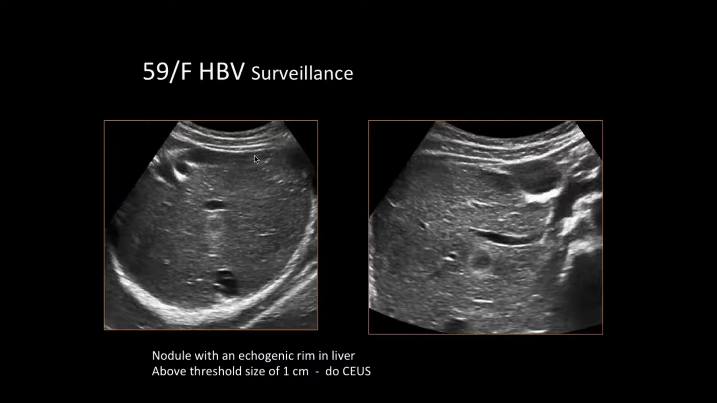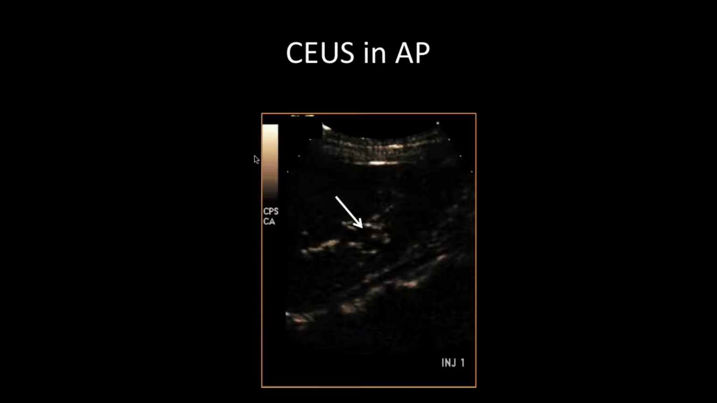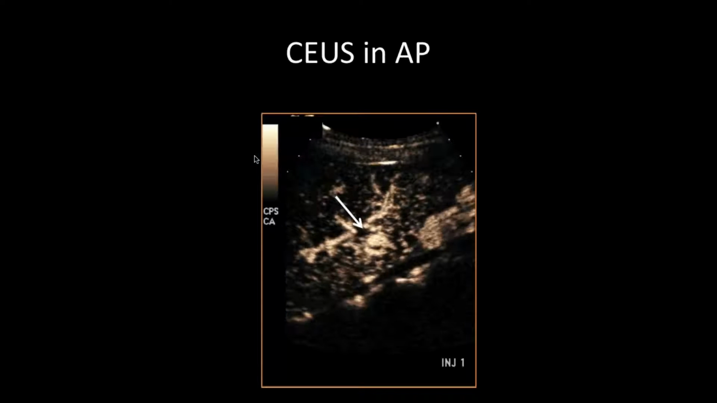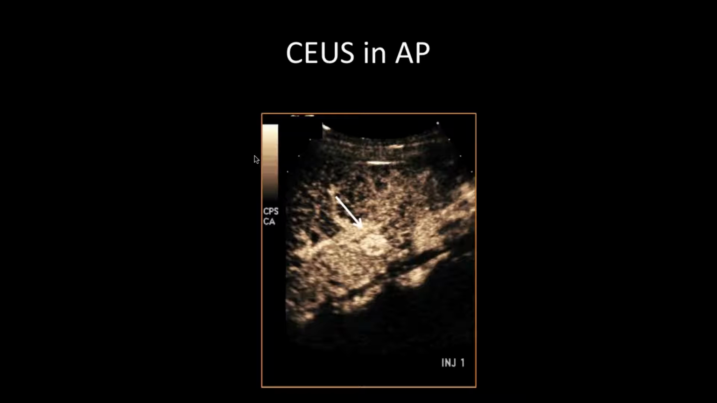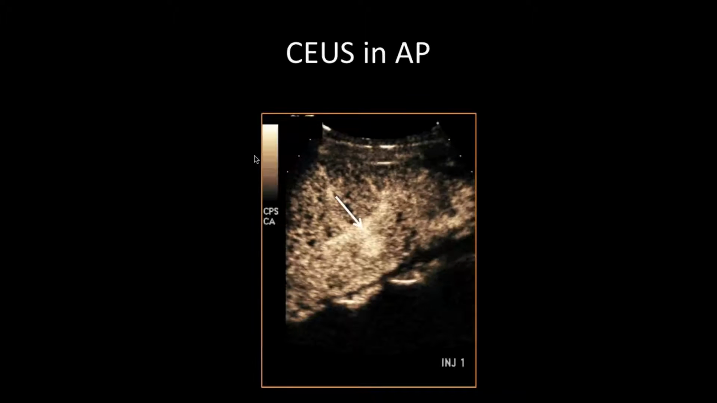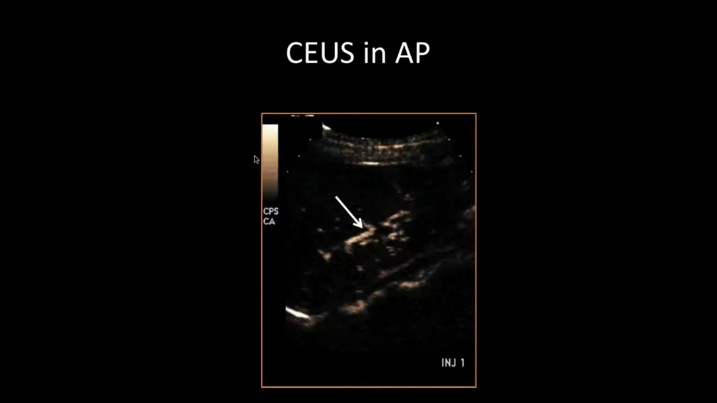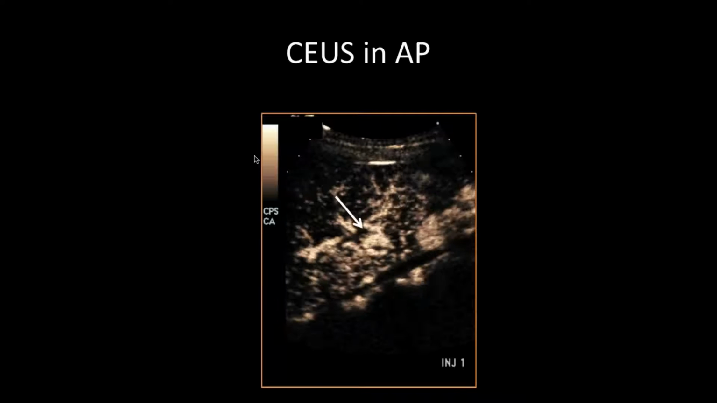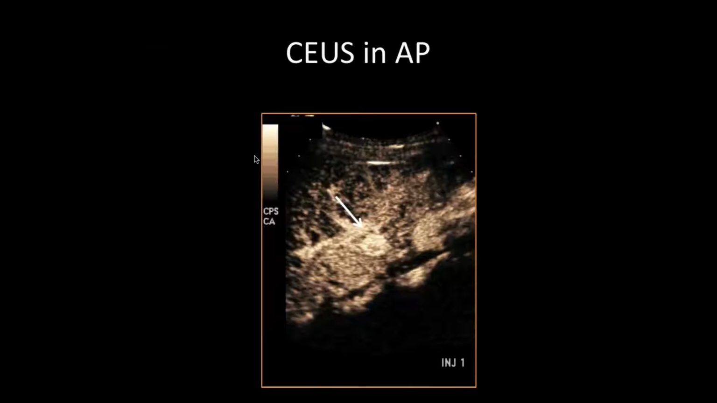So let's look at a patient, a 59-year-old woman with HBV, and on surveillance scan we see a hypoechoic nodule with an echogenic rim above our threshold size of 1 centimeter, so we do contrast-enhanced ultrasound. When we inject the contrast, the patient continues to breathe without problem, and you can see that we're looking at a hypervascular lesion which fills from the periphery to the center with discontinuous peripheral puddles.